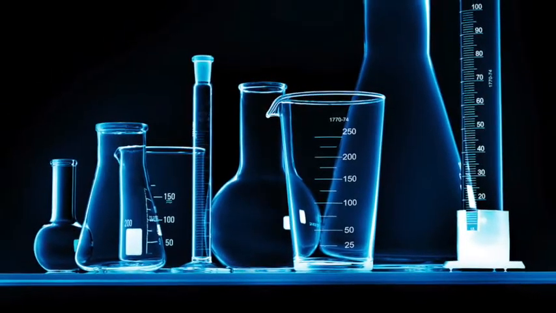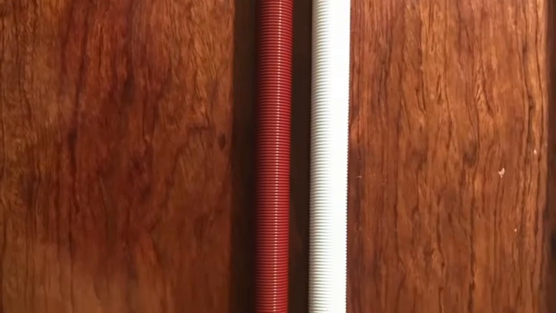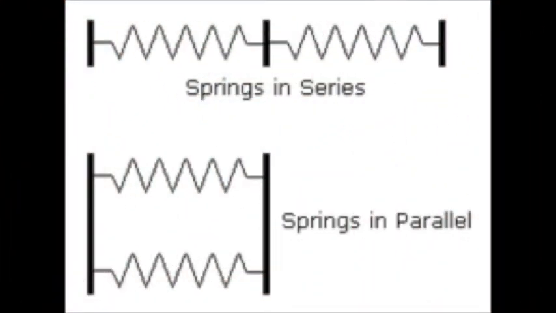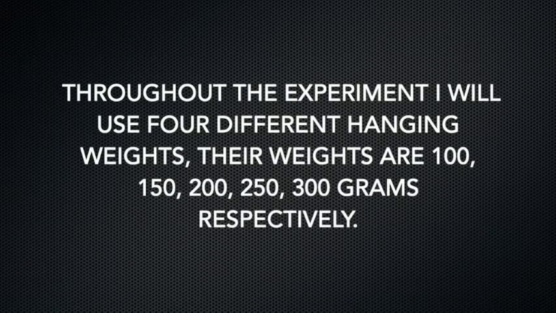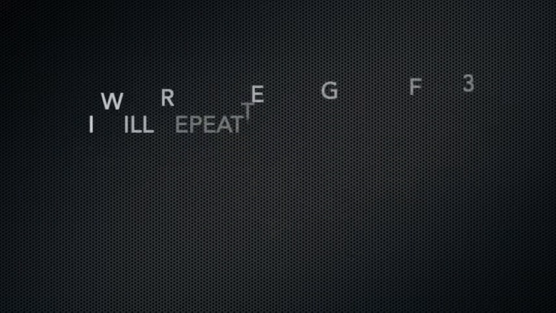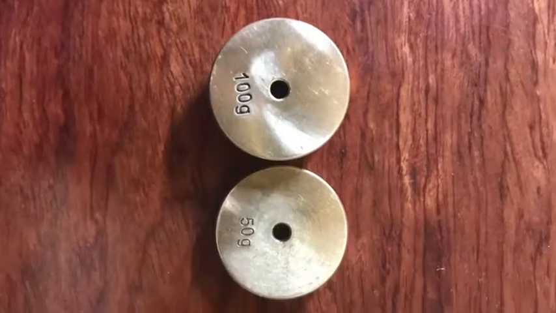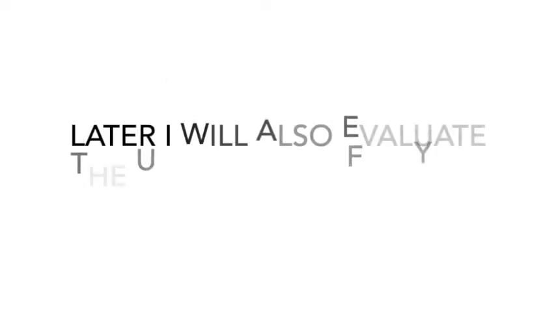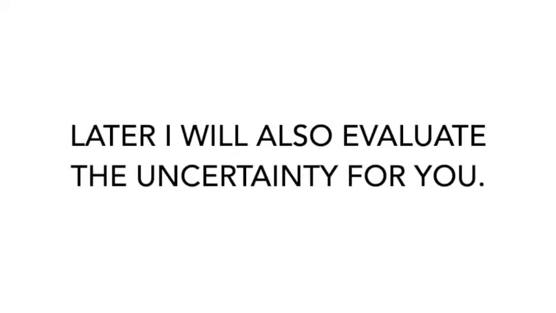Now, as you can see, there are two springs in different colors. What's more, there is a set of hanging weights that will sling to the free end of the spring later. In this short experiment, we are going to test their spring constant respectively. Then I will connect them in two different patterns, which are series and parallel, and see whether the spring constant will change. Throughout the experiment, I will use 5 different hanging weights. Their weights are 100, 150, 200, 250, and 300 grams respectively. I will repeat each group 3 times, and later I will also evaluate the uncertainty for you.